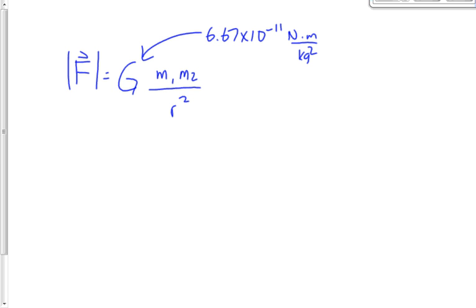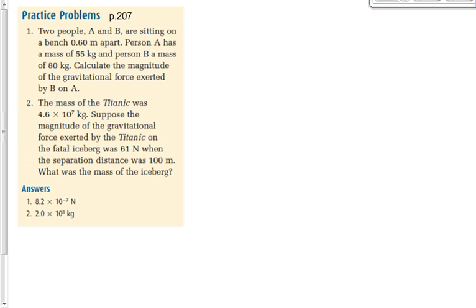All right. Yesterday we had some problems that we were working on with gravitational force and Newton's law of universal gravitation. The first two problems that we had were on page 207. Were there any issues with questions 1 and 2 on 207? No? They're good? For the people that were here, that is.